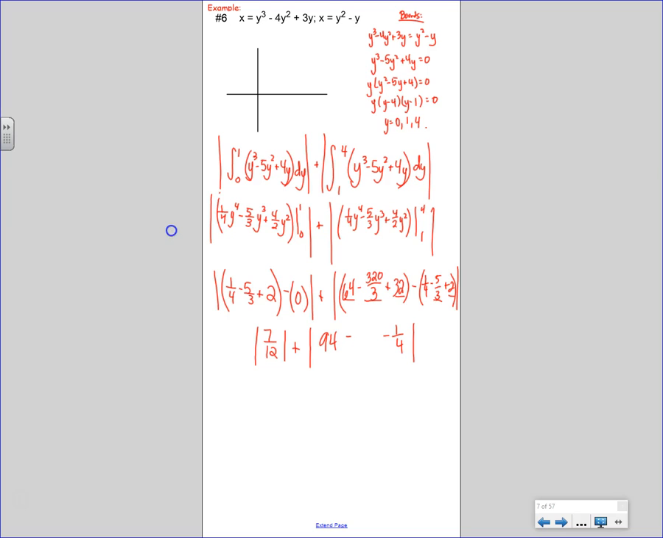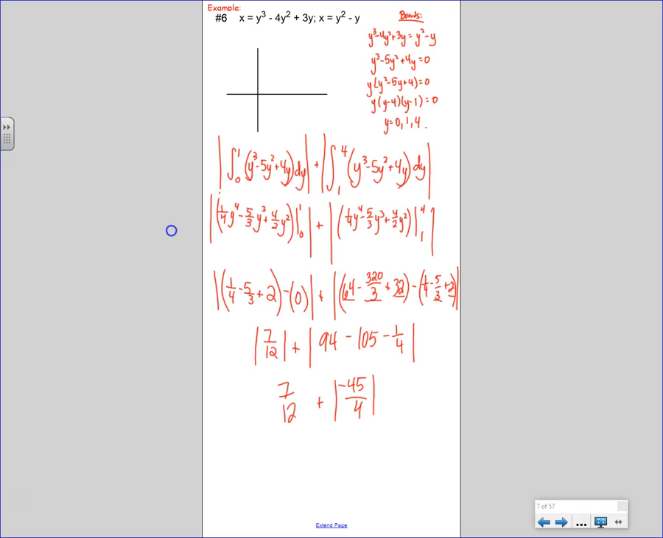Good job, David. The nice thing is 3 goes into 315, doesn't it? So 3 goes in, that'd be 105. So 94 minus 105 will end up being negative 11. And negative 11 minus 1/4. Negative 11 is negative 44/4, and negative 45/4.